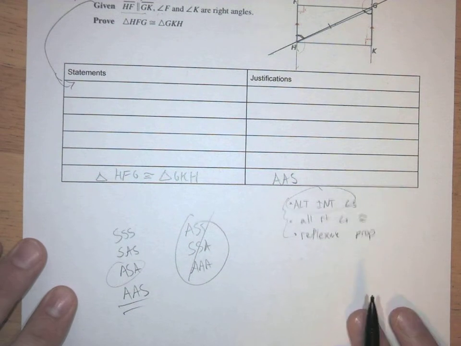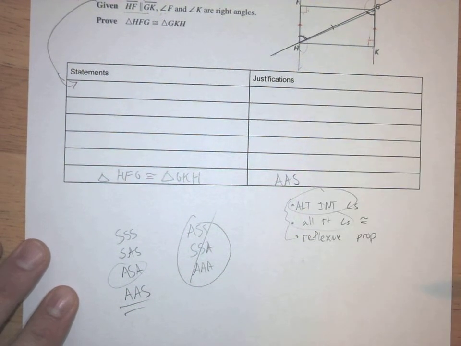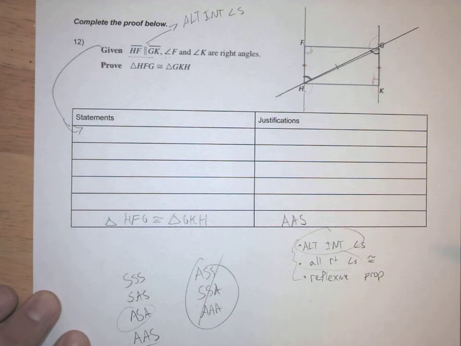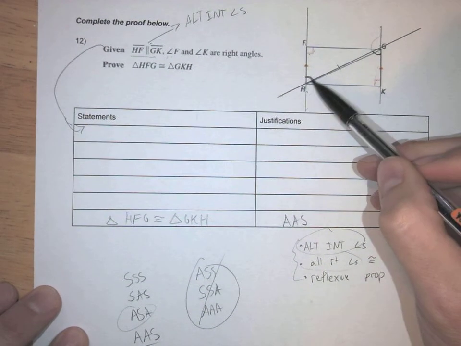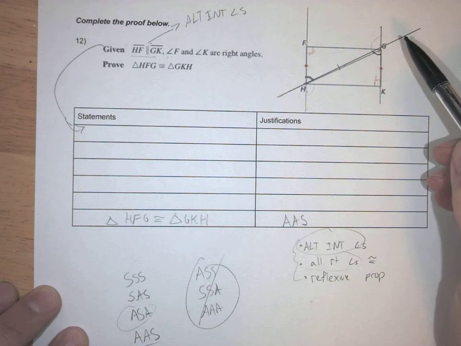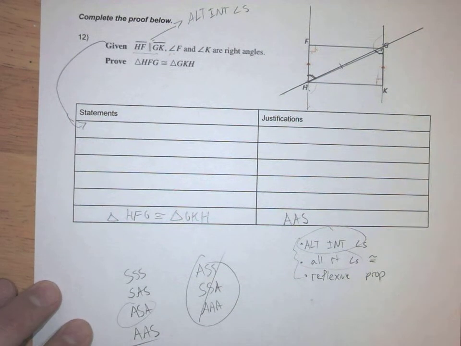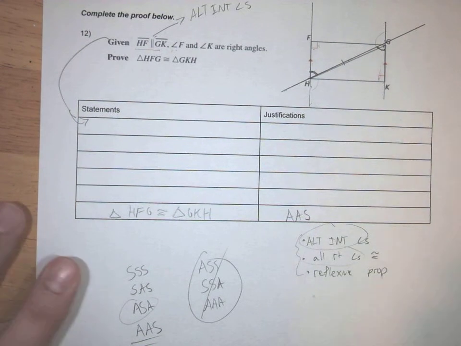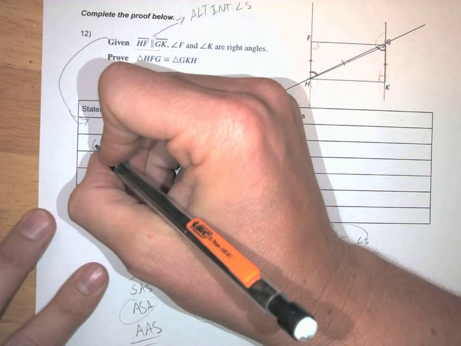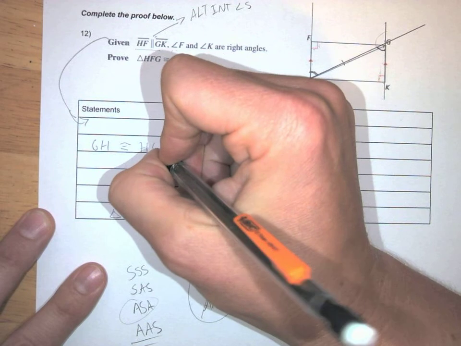Okay. We also know that all right angles are congruent, so we can say that angle F is congruent to angle K. And then the reflexive property is HG congruent to GH. Now, let me help you. I'm going to write that one out for you and explain a little bit. So GH is congruent to HG.